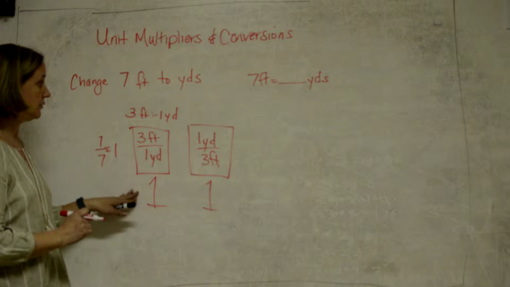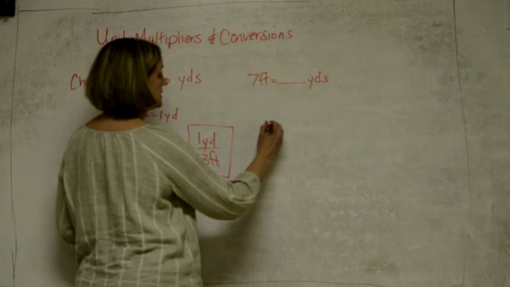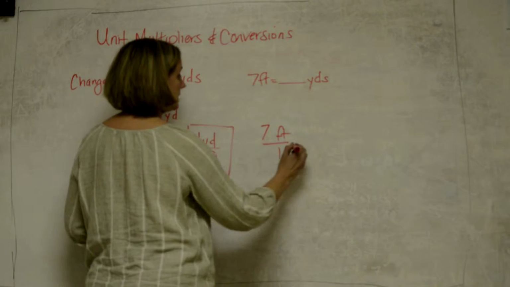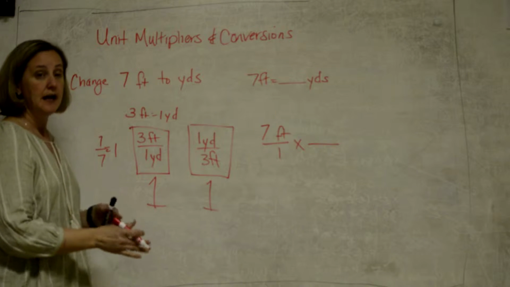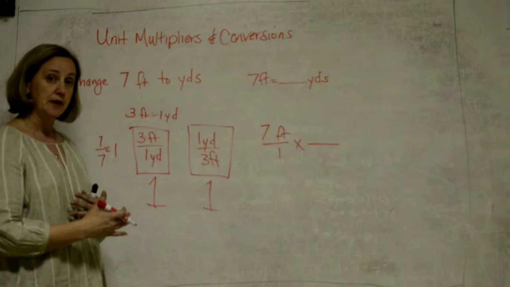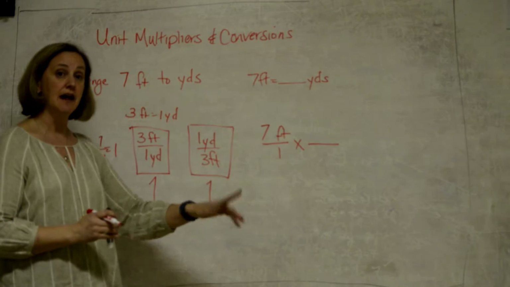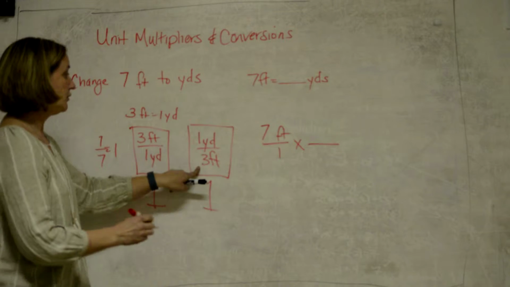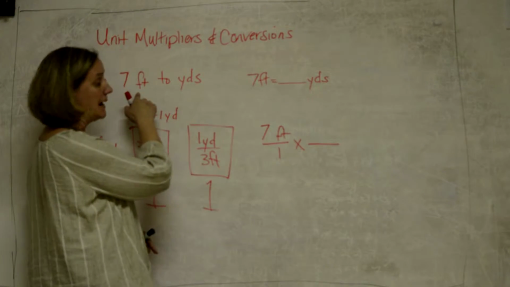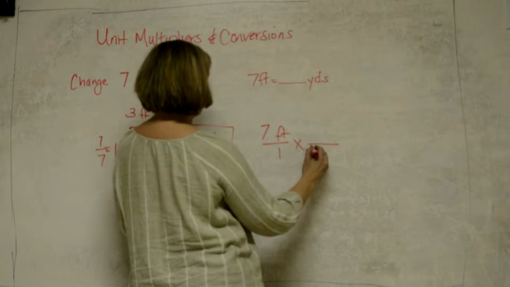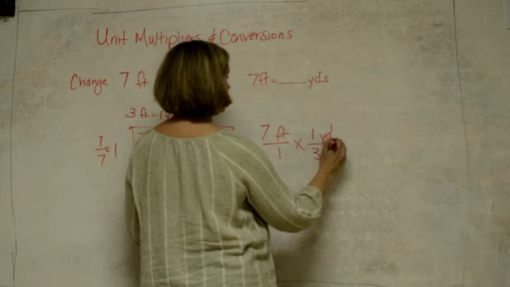So all I'm going to do is take my 3 feet over 1 yard. I want to change 7 feet, and I want to multiply it by one of these unit multipliers. The way I decide which unit multiplier to use is I want the feet to cancel out and leave the yards behind. So if I want to convert feet to yards, feet is going to go in the denominator.